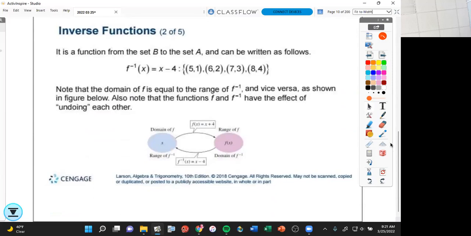So instead of the point (1, 5), I now have (5, 1). Instead of (2, 6), I have (6, 2). Instead of (3, 7), I have (7, 3). Instead of (4, 8), I now have (8, 4). So all I did was I swapped the x's and the y's, and that is the inverse.